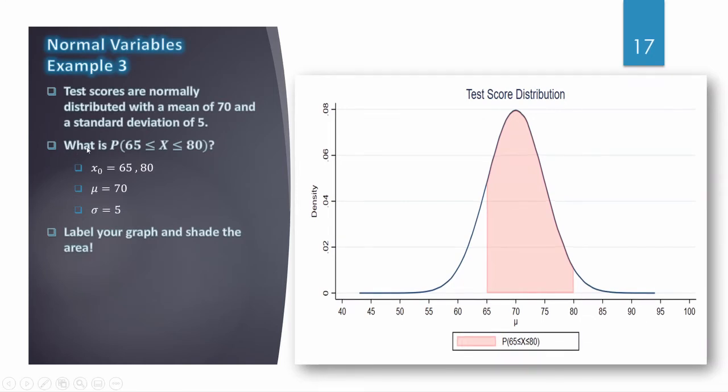Finally, there will be times we might want to be able to calculate the probability of observing an event where that event is between some range of values. And so here we might be asking, what are the chances that somebody scores between a 65 and an 80 on a test? And so we could shade this area in here. This is the range between 65 and 80.